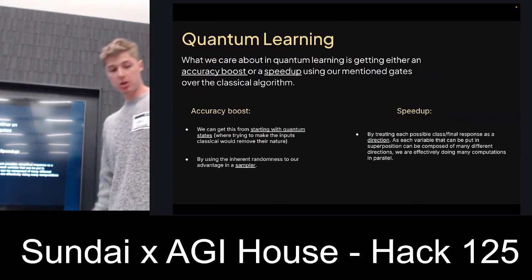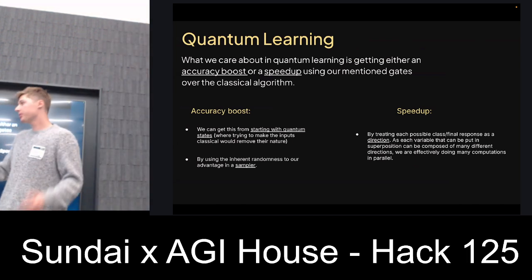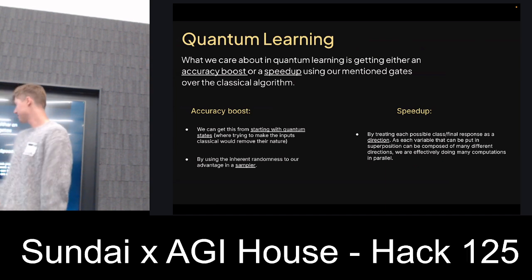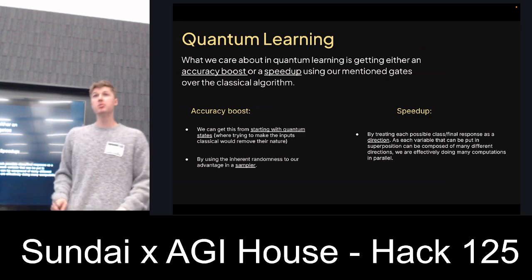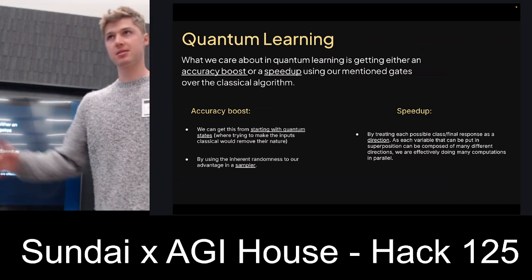Why do we want to do quantum learning? We either want it as an accuracy gain or a speed up. We either want to be more accurate by using something like a better sampler, or by starting with quantum states, so we can do quantum computing on quantum values, or we want it as a speed up. We want to talk about the speed up because that's what everybody's here for. We want to run fast, right?